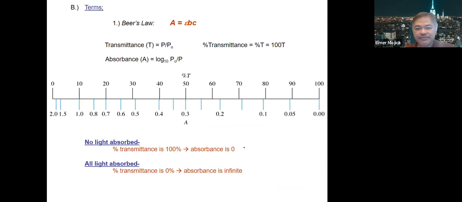Okay? And if you look at the relationship between the two, we could say transmittance is equal to the emergent beam over the incident beam. And we usually measure it in terms of percent transmittance.